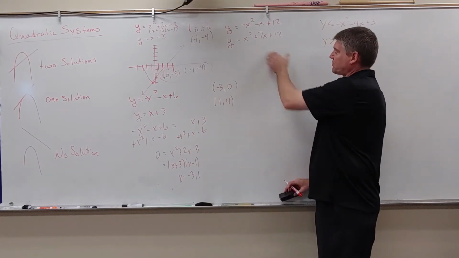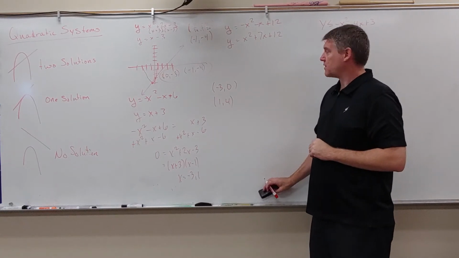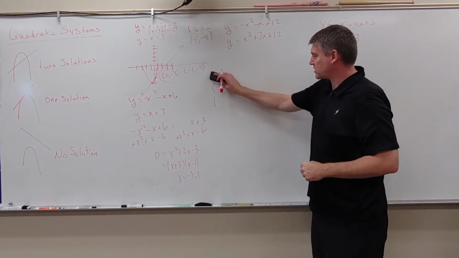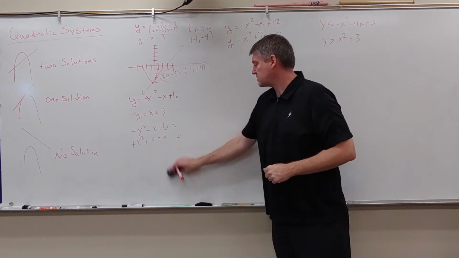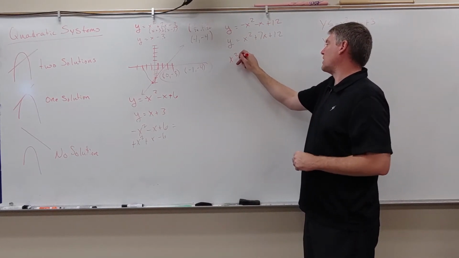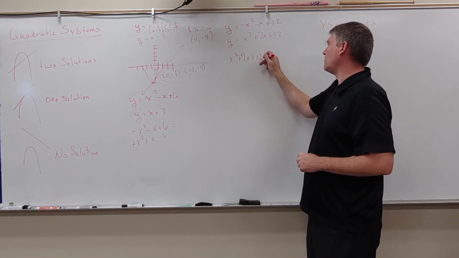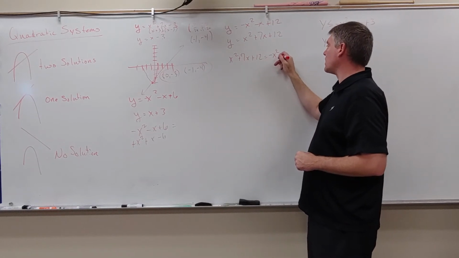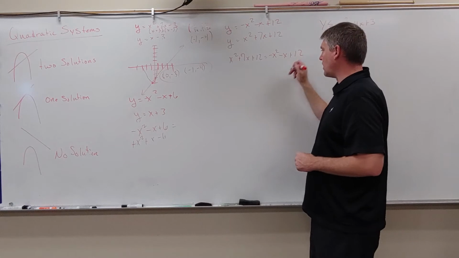Now, if I have two quadratics that I want to find their points of intersection, what I'm going to do is set those quadratics equal to each other. x squared plus 7x plus 12 equals negative x squared minus x plus 12.